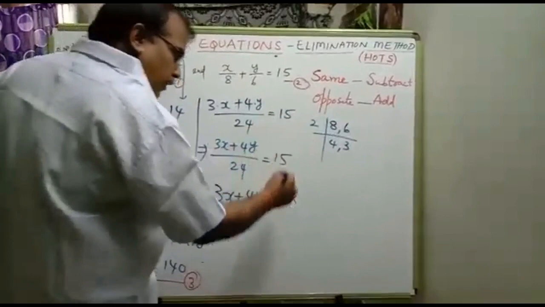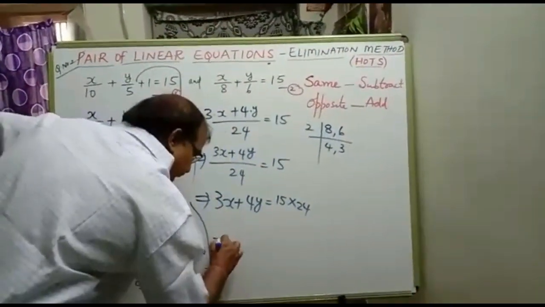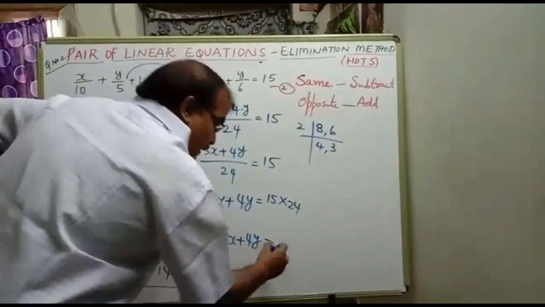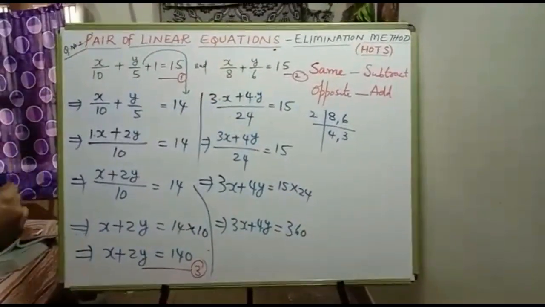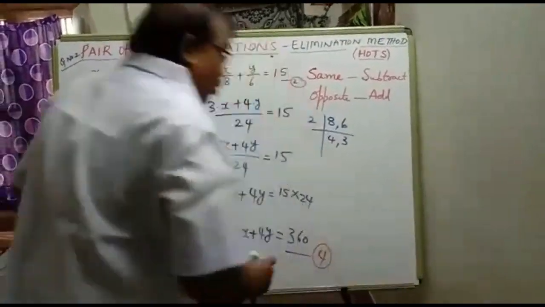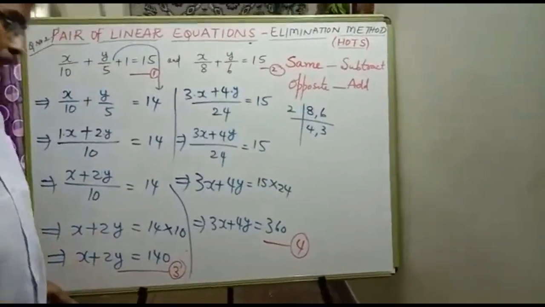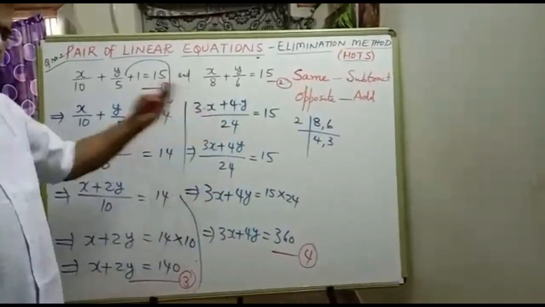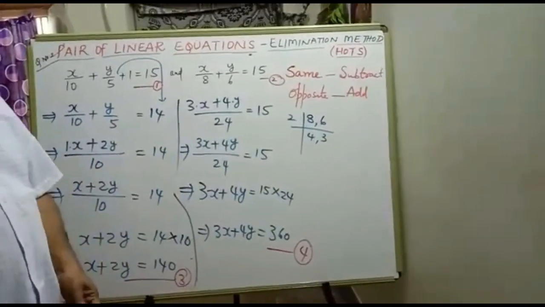This by 24 will be into 24 when going to the RHS. So that implies 3x plus 4y is equal to 15 24s, which is 360. This is equation 4. Now instead of solving 1 and 2, I can easily solve equations 3 and 4. You know already, from here itself you can do it easily, but even then, no problem. I am going to explain how to solve equations 3 and 4.